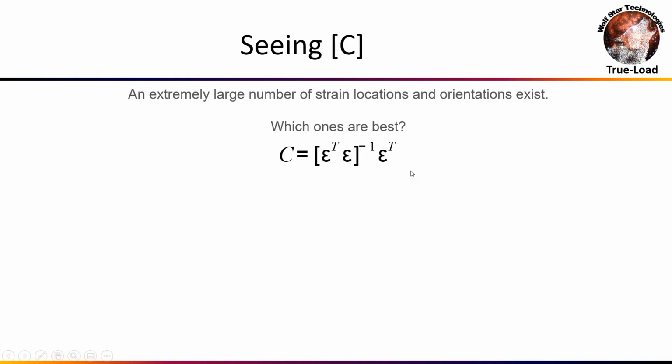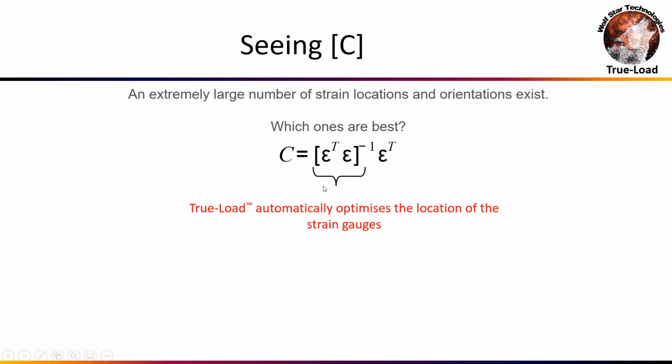And then finally, we've got millions of places to lay strain gauges. So how do we know where the best ones are? So we look at our nice little equation here for C, and we see we've got this inverse. Inverses can be very poorly behaved. We want the best behaved inverse there is.